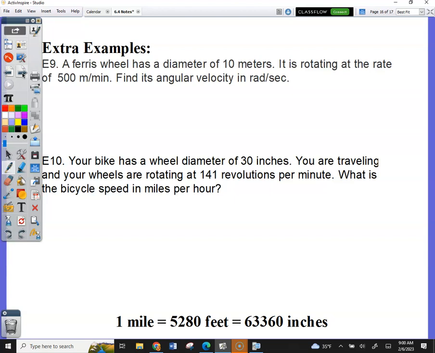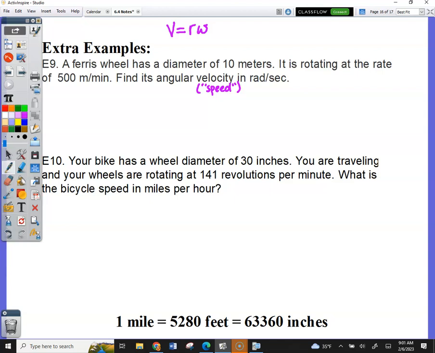Okay, we have a Ferris wheel. Let's recall our formula. We've got linear speed equals radius times angular speed. That's our formula. It says we have a Ferris wheel of diameter of 10 meters. It's rotating at the rate of 500 meters per minute. Find its angular velocity in radians per second. Please don't let the word velocity throw you off. That is speed. So find the angular speed in radians per second.